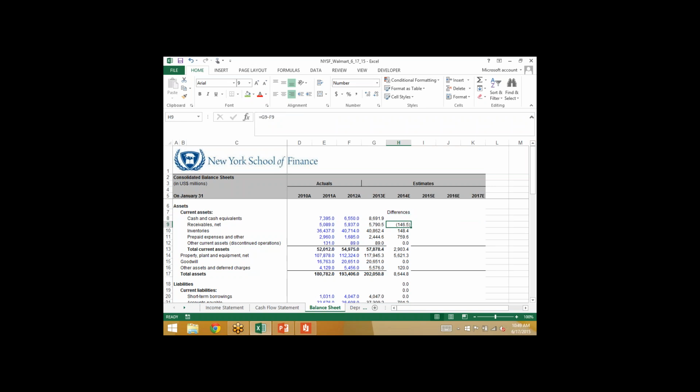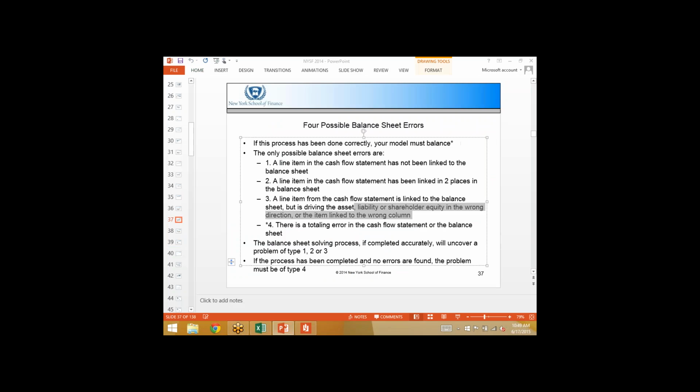So, again, if you've gone through this whole process and you realize there's a line item that you didn't highlight, then that's a problem of type 1: a cash flow statement line item was not linked to the balance sheet. If you realize you checked off the line item twice, that's mistake number 2. If you've checked off the line item but the number doesn't match, then it's linking to the wrong column.